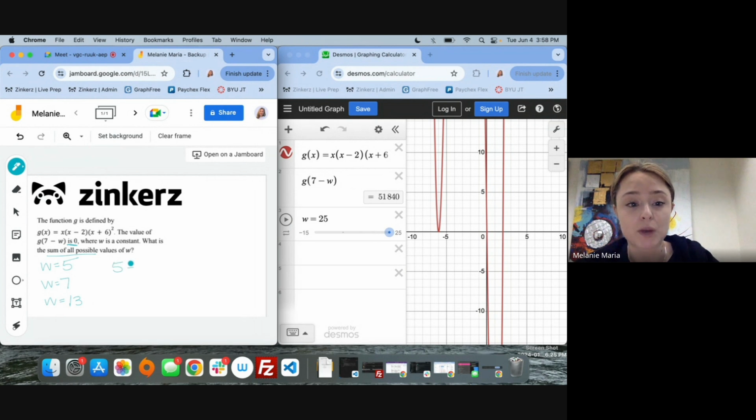So what happens when I add those up? Again, I'm trying to find the sum of all those values. 5 plus 7 plus 13 equals 25. And that is our answer.